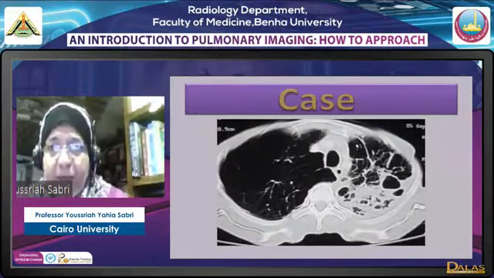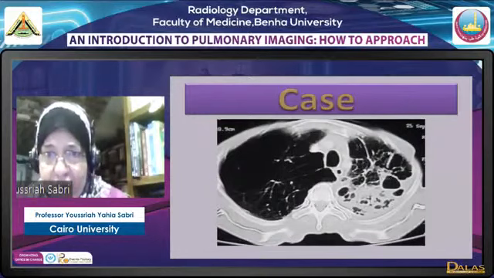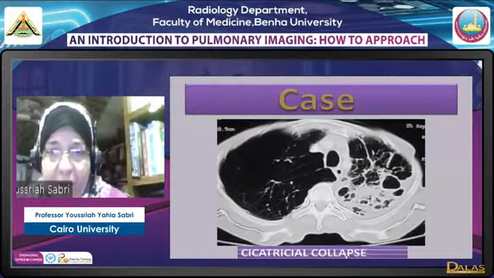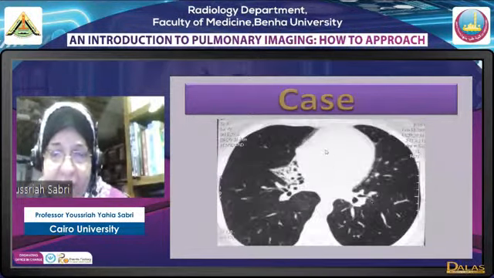Now coming again to this appearance of cicatrization in the upper lobe with shift of the mediastinum, this is cicatricial collapse of the upper lobe on the left side.